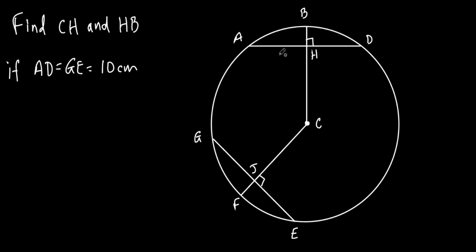AD and GE are 10. So what does that mean? Let's go down here. So if AD and GE are both 10, what do you think this does to that chord? Bisects it, right? So if GE is 10, what's this little bit right there? That's 5. What's this little bit right there? That's 5. Actually, I don't even care about that.